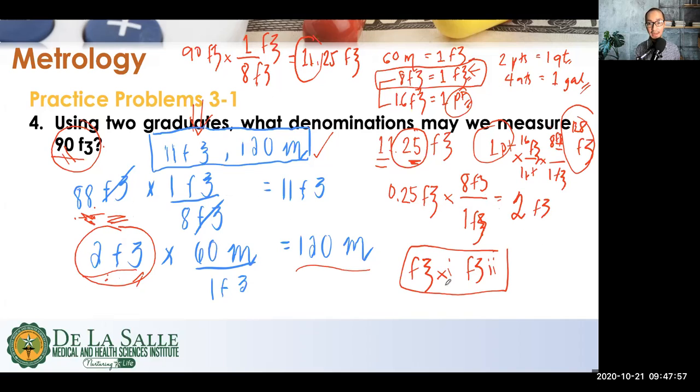Your answer could be 11 fluid ounces and 2 fluid grams. Okay? But you can go further. No? What if wala kang fluid gram na graduate? And what you have instead ay minims.